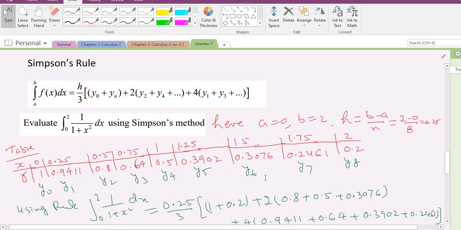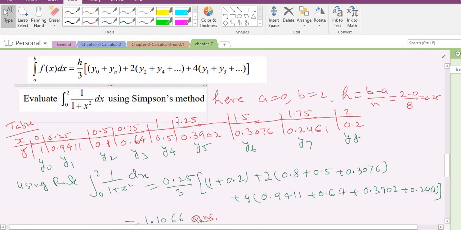Simpson's rule means that one is a little bit different. Integral a to b of fx dx, this is the same, but the rule is changed. h by 3, y naught plus yn, this is the same, but here plus 2 times of all even numbered terms, y2, y4, y6, y8, plus 4 times of all the remaining odd numbered terms. This is called Simpson's rule.